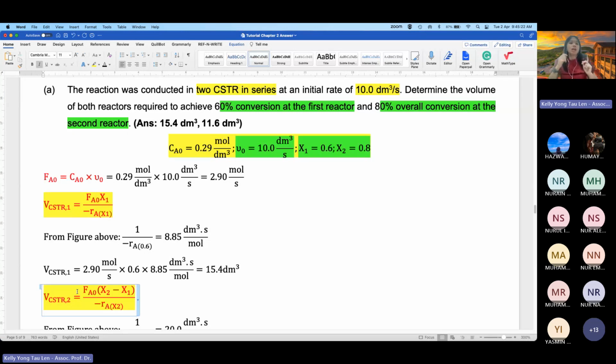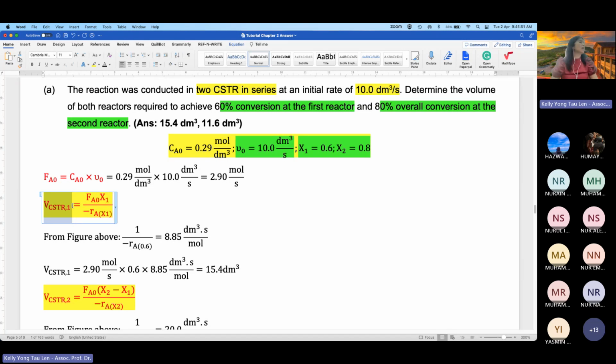But let us check, do we have enough information? First of all, volume CSTR1 is what I want to find, so that is my unknown. I already established I have one unknown that I want to find. By right, if I have one equation and one unknown I want to find, the rest of the variables must be known, or I must find their values first, or else I can never get the volume.